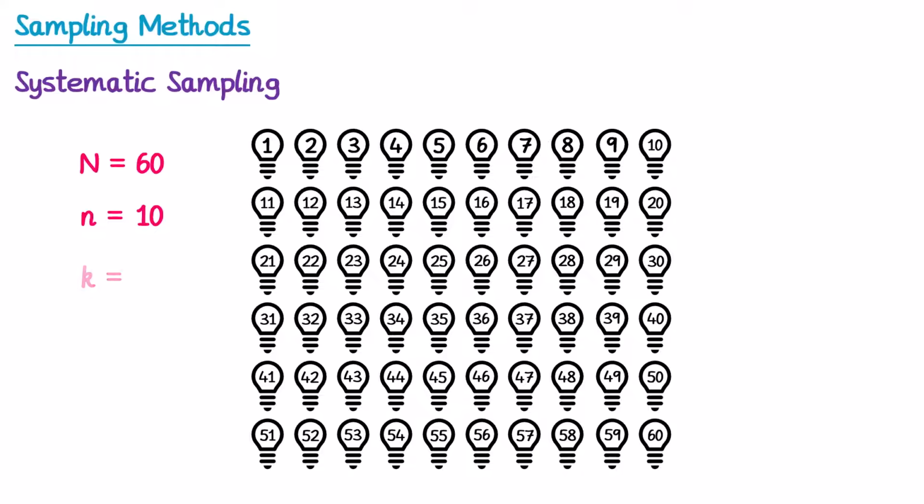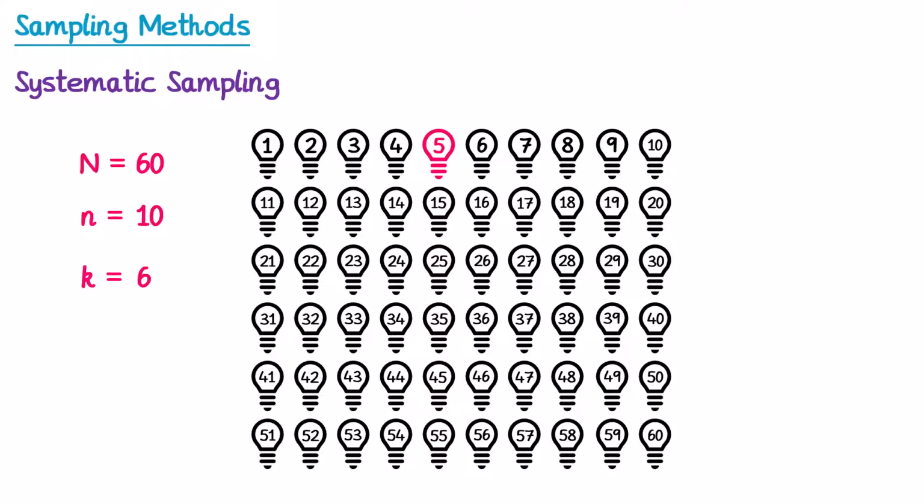We can then work out this value of k by doing capital N, which is 60, divided by lowercase n, which is 10, and 60 divided by 10 is 6. The next step is to randomly sample one of the first 6 items because k is 6. So we need to randomly select one of these 6 light bulbs, and you could do this using a random number generator on your calculator. Let's say for this example we randomly generated number 5.